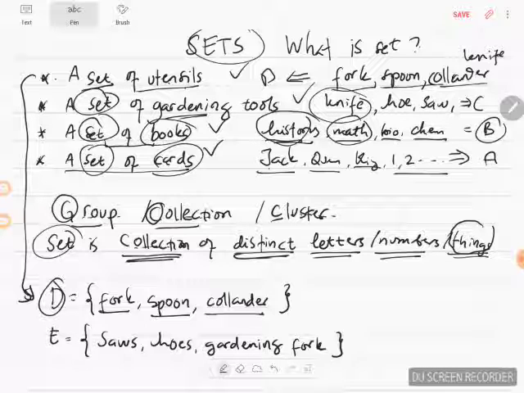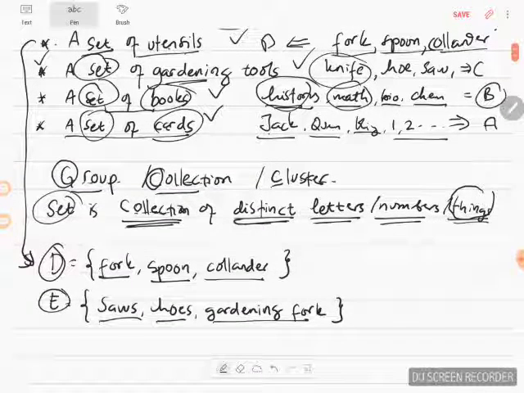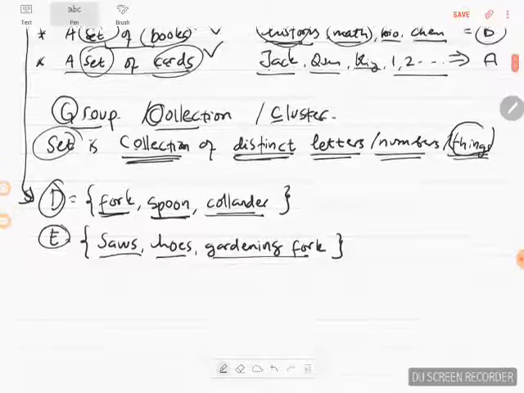So, okay, the next one: saw, hose, gardening fork, and so on. Actually, they form one set, which is set E. And this set E is a set of gardening tools. In the second part here, you know already that this fork and colander form one set, which is set D, right? And set D is utensils. I just repeat that again so that you will understand.